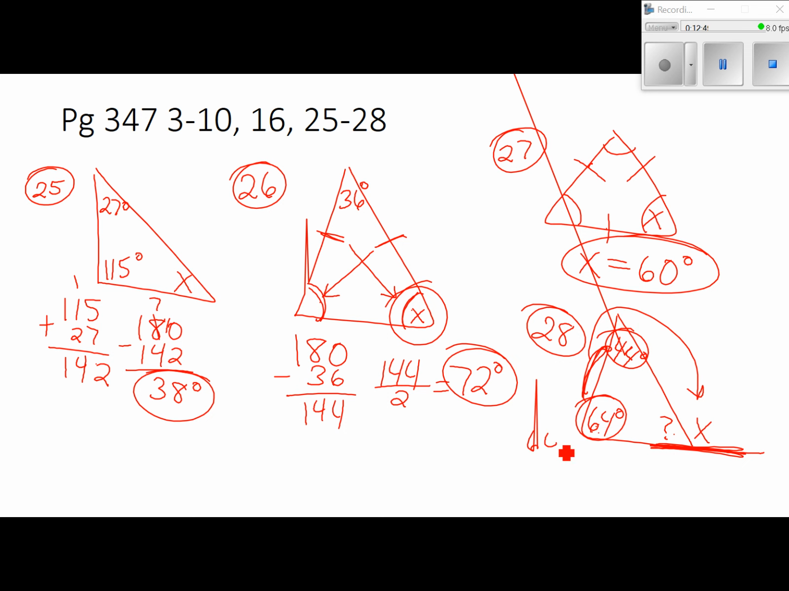So 64 plus 44, and that gives us 108. And that exterior angle right there, the X is 108. So that's our answer. That's all of this page 347. Again, this goes along with 340.